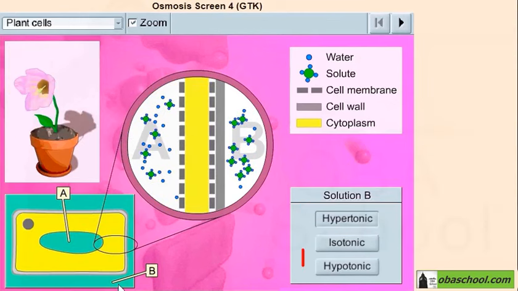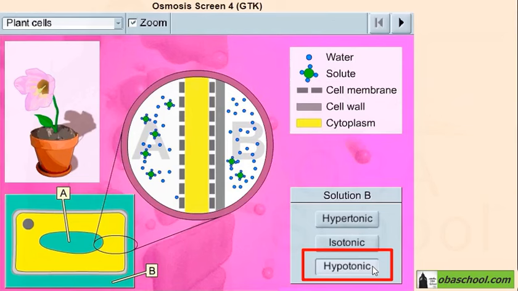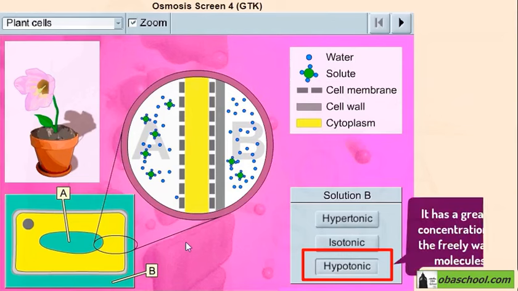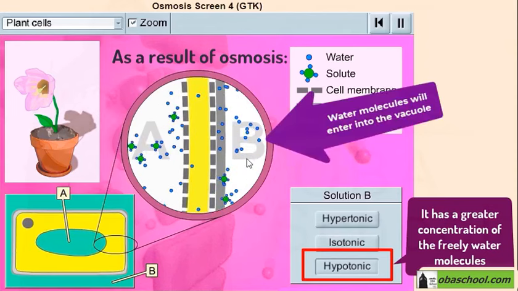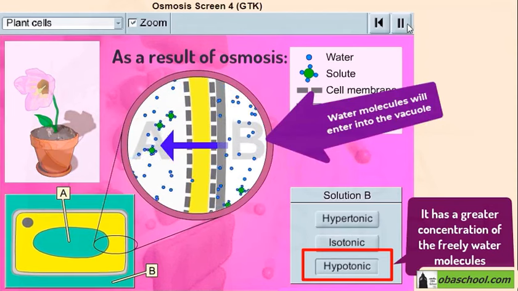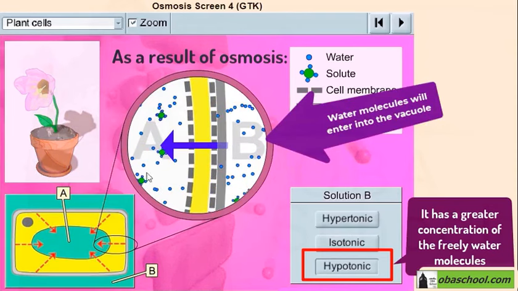However, if solution B was hypotonic, it will have a greater concentration of the free water molecules. So as a result of osmosis, water molecules will enter into the vacuole.